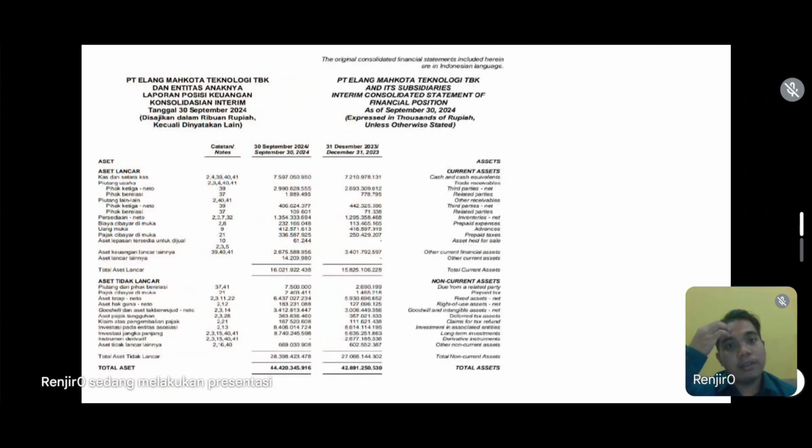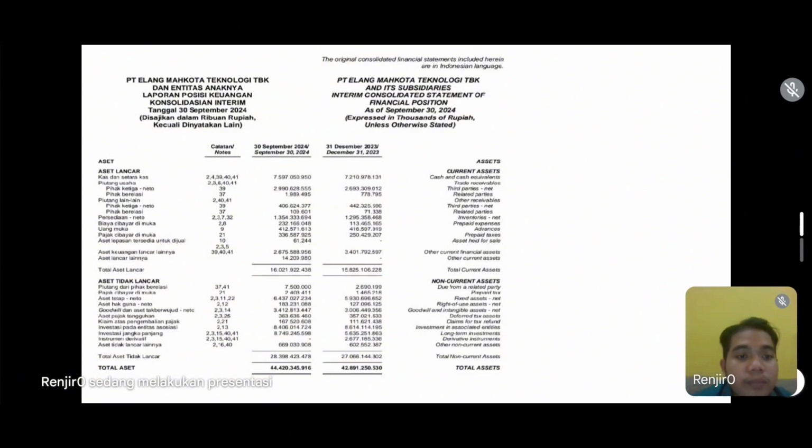Here we take a look at their current assets. Per December 23 it is 2.21 trillion rupiah, and per September 24 it's 7.59 trillion Indonesian rupiah.